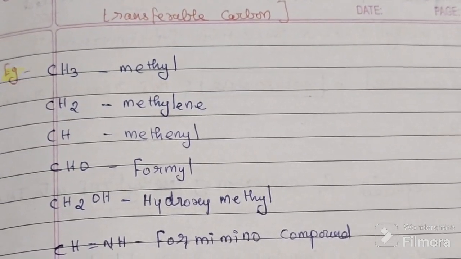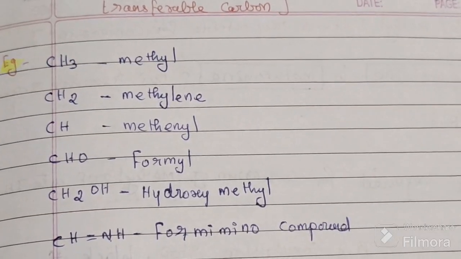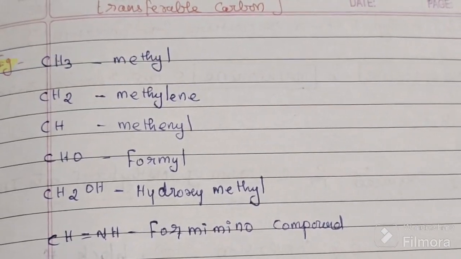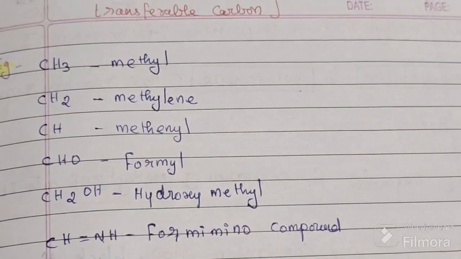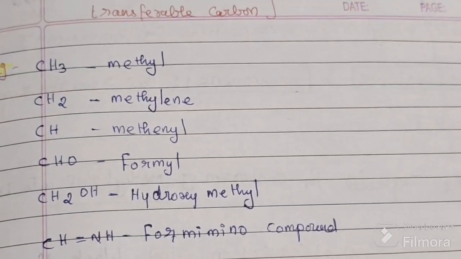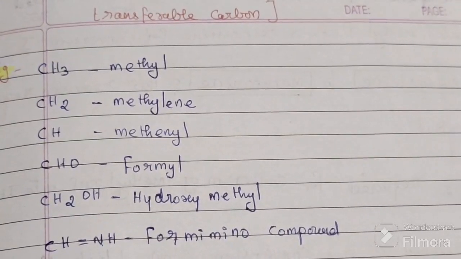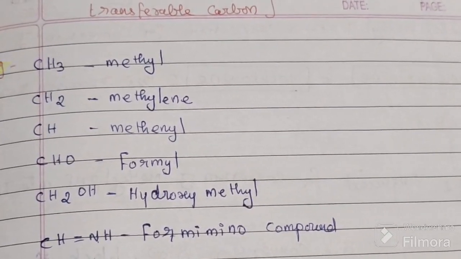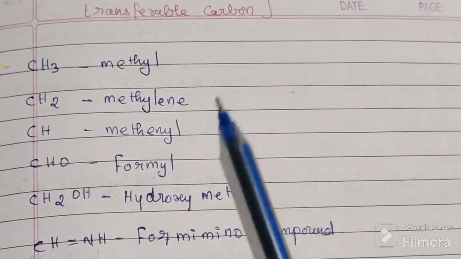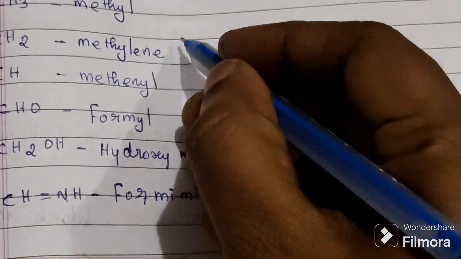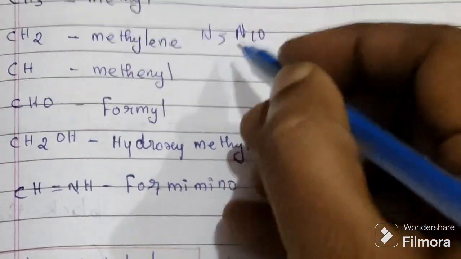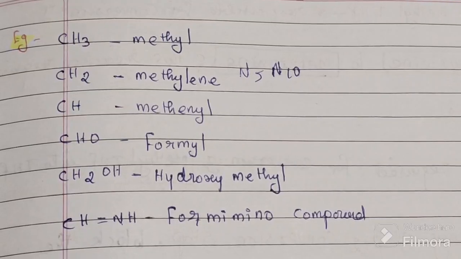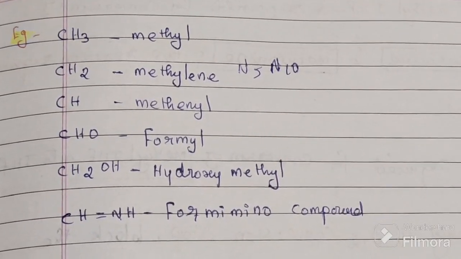Examples of one carbon components: methyl group, methylene group. This methylene group is connected with N5 and N10 of tetrahydrofolate. CH2 is the methylene which is connected with N5 N10, and it forms a bridge between N5 and N10 of tetrahydrofolate.